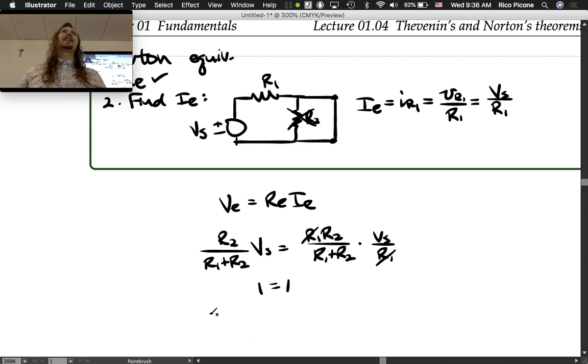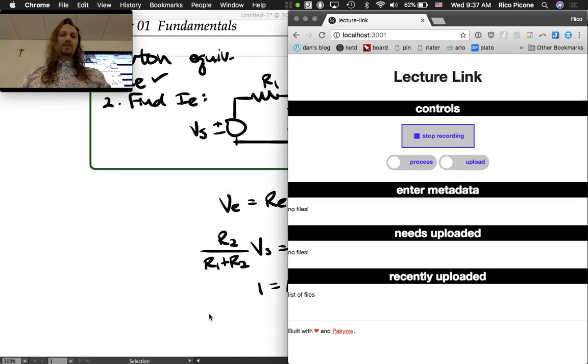Okay. Any questions on Norton and Thevenin equivalents? It's in your homework, so it's good that you're seeing this. Excellent. Okay. Onward and upward.